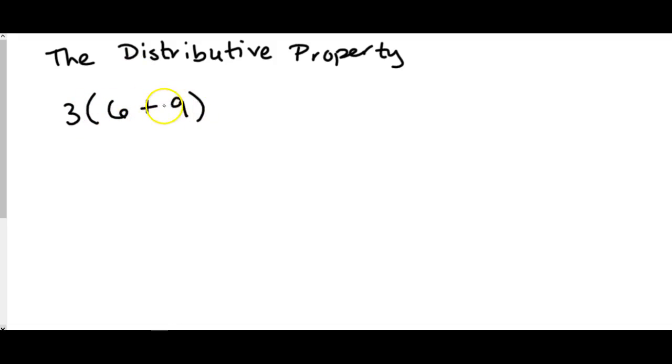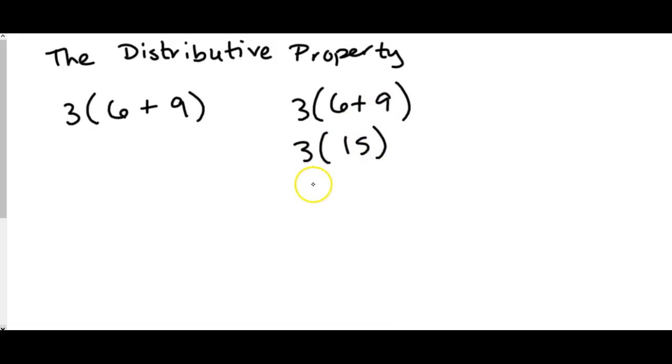So what you could do, there's kind of two options here. According to order of operations, you do what's inside the parentheses first. 6 plus 9 is 15. Then you multiply. 3 times 15 is 45.